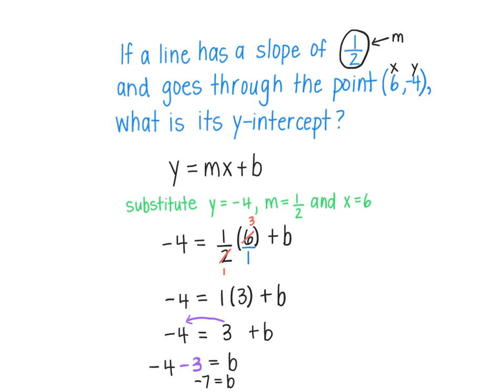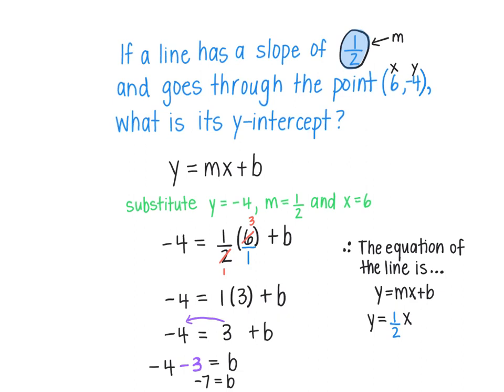This is our y-intercept. The equation of our line can be written in the form y equals mx plus b. We will use our given slope, or m value, of 1/2, and our newly found y-intercept, or b value, of -7. So our equation will be y equals 1/2 x minus 7. And that's how you use algebra to find a y-intercept if you're given a slope and a point.